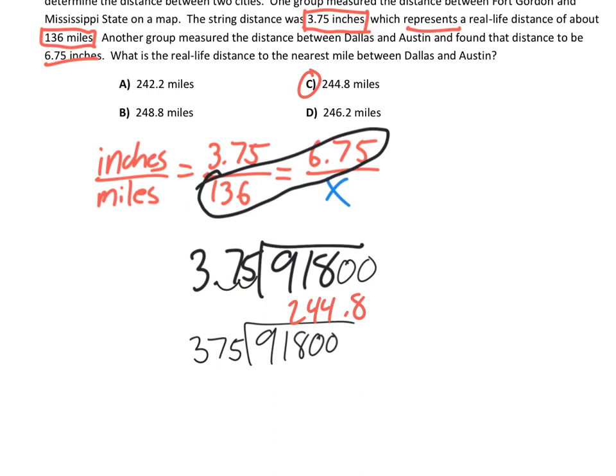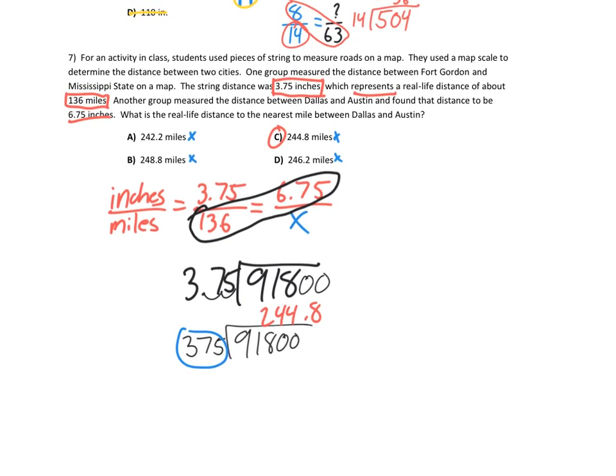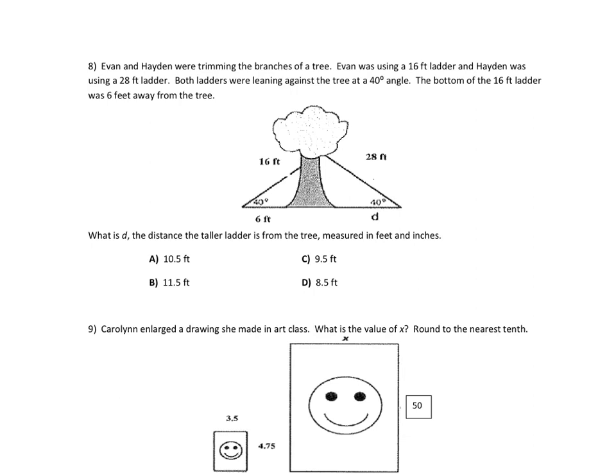Things that I could do just to try to make my life a little bit easier, I could take this 375 and multiply it by each of these answers and see which one would give me that 91,800. I could reverse it. If I'm not good at doing the long division, try to work backwards instead. All right, on to number 8.